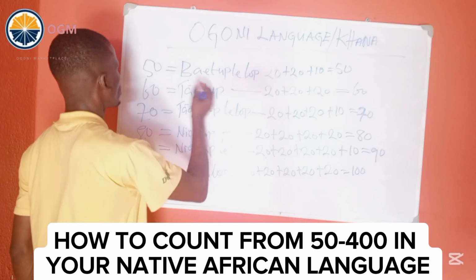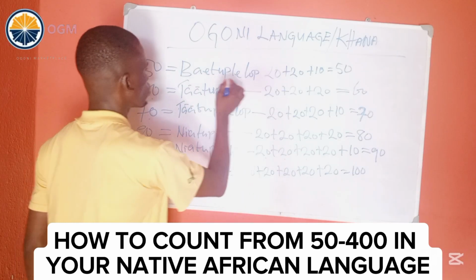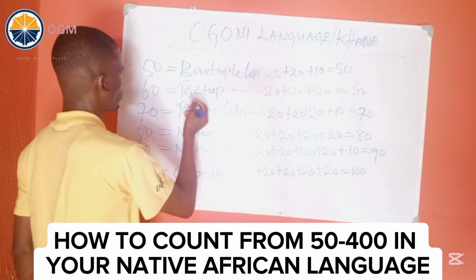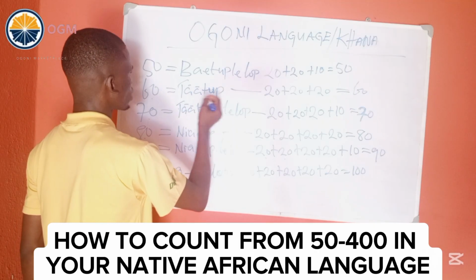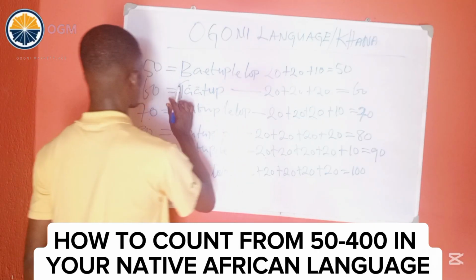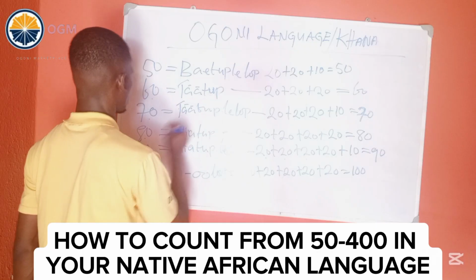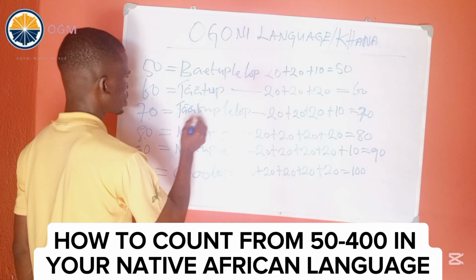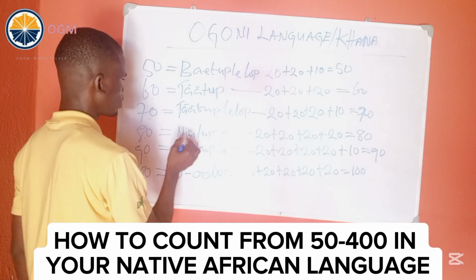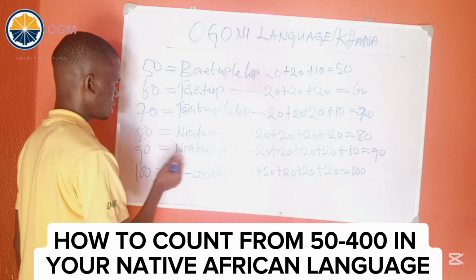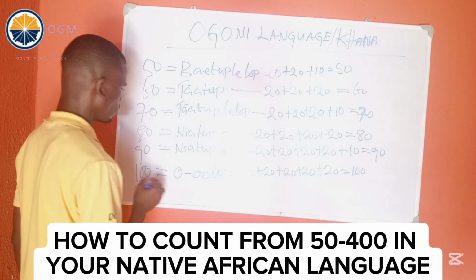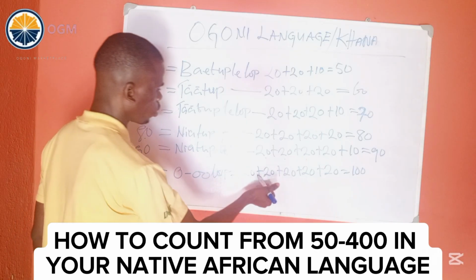So here you have 50, which is batup lelo. Here 60, which is tatup. Here you have 70, which is tatup lelo. 80, which is niatup, and 90 niatup lelo. Then 100, which is 002.